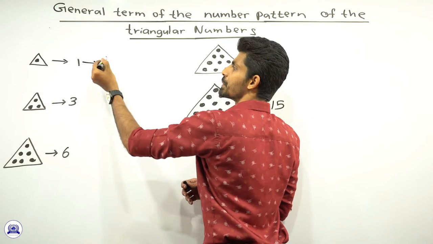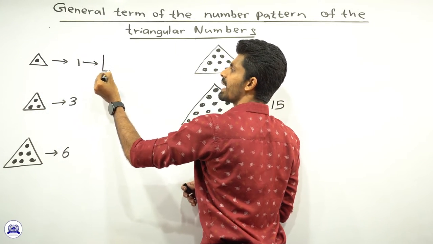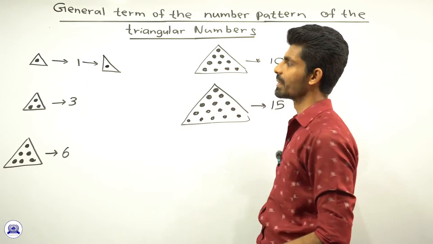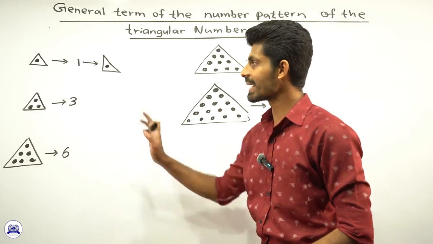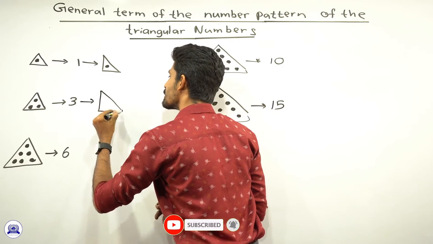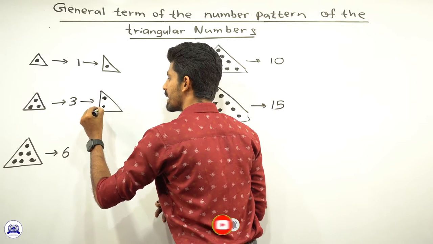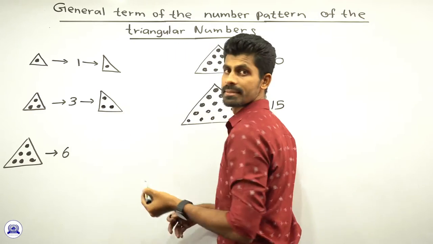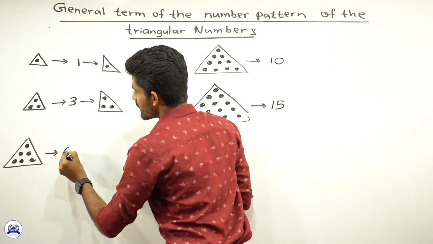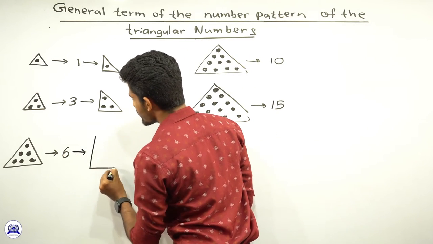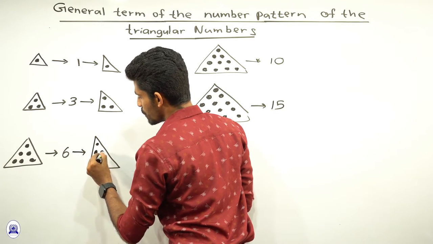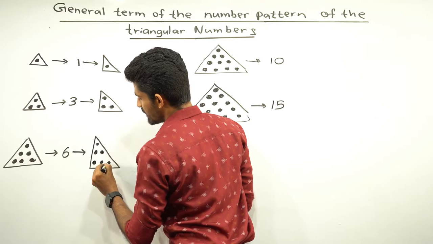I'm just going to draw that triangle like this. Okay? Then I can draw this one like this. Very good. Look at this one. Then I can draw that triangle like this. 1, 2, and 3.